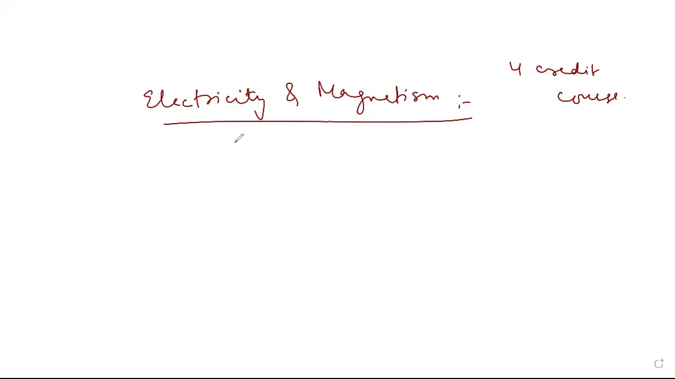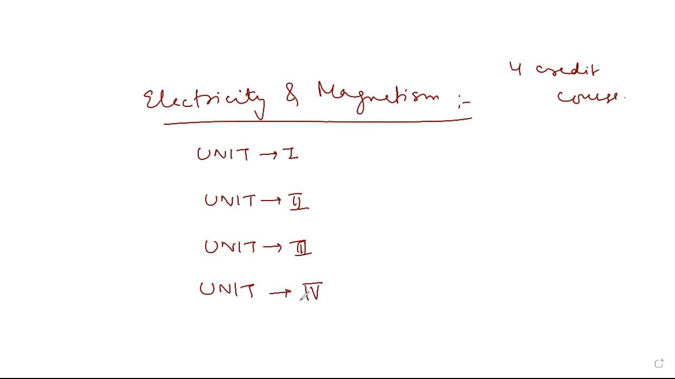And this course is divided into 4 units. Unit first, unit second, unit third, and unit 4. Now you are in second semester. Now we are going to take up unit 1 first, then 2, 3, and 4. We'll go in the order.